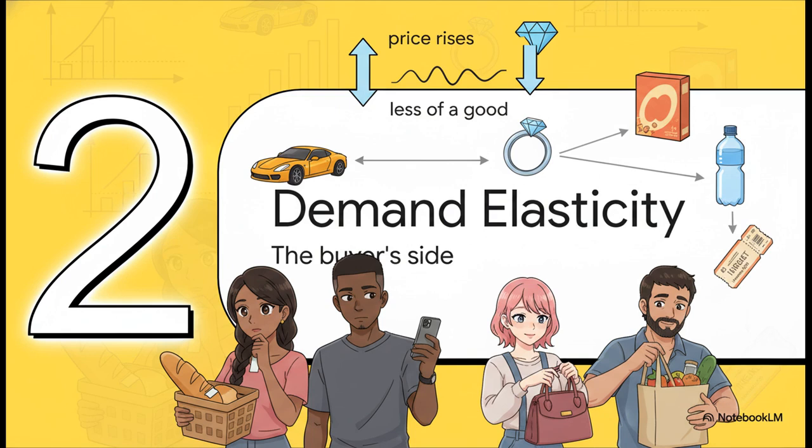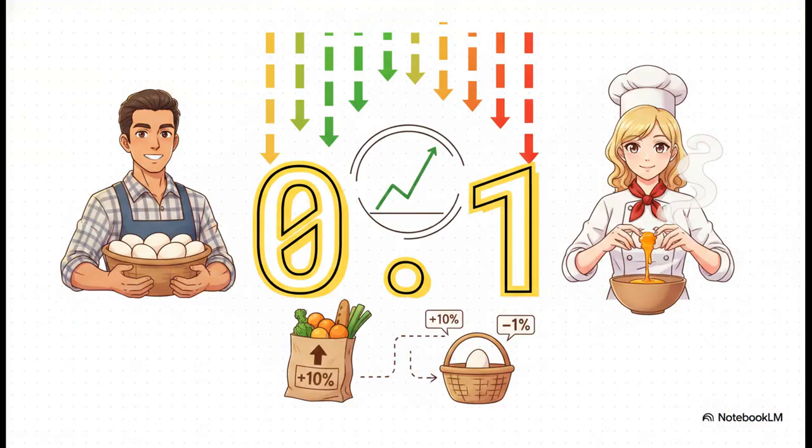Moving right along to part 2, understanding demand elasticity. Let's look at things from the buyer's perspective. Price elasticity of demand simply measures how willing we, as consumers, are to buy less of something as its price goes up. But the thing is, there's no single universal rule here. Our behavior completely changes depending on the specific item we're looking at.